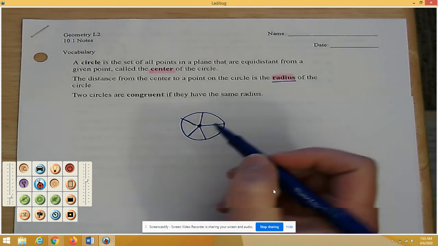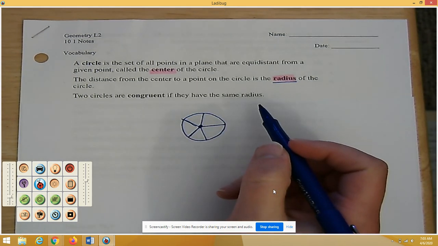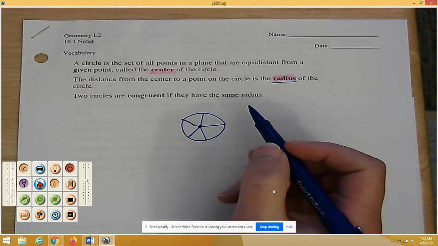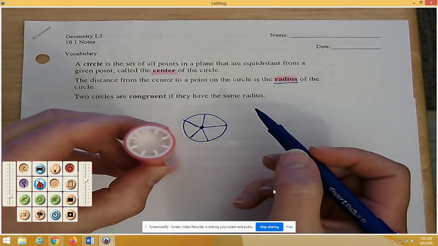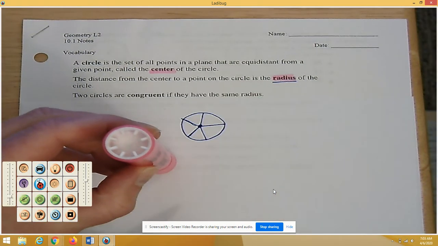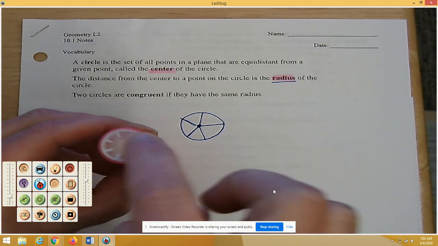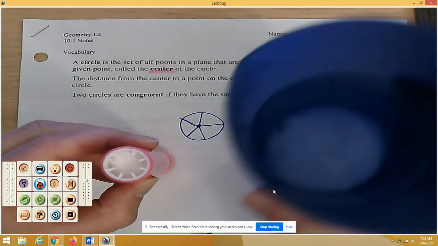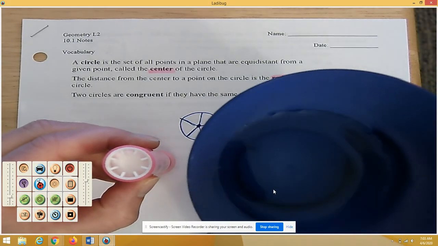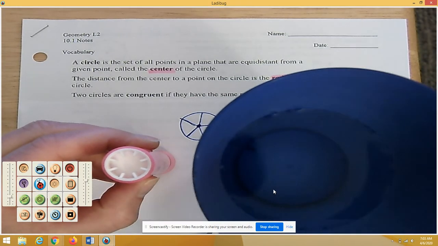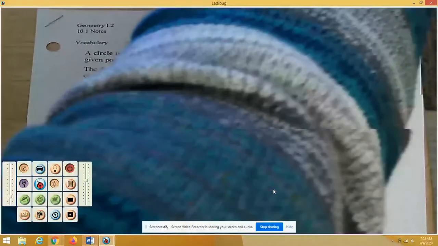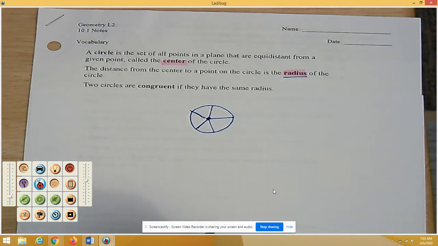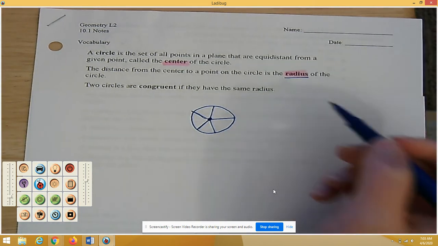Two circles are congruent if they have the same radius. So if you think of a small circle, here's a very small circle here on the bottom of my highlighter, and then here's a very large circle of my water glass. So you can see the large circle at the bottom and the water moving around, but those are not congruent because the radiuses are different. So they would have to have the exact same length for the radius to be congruent.